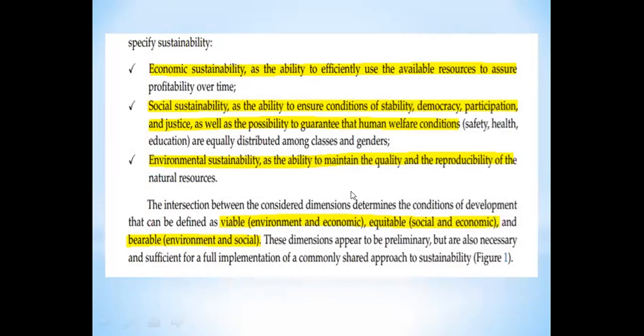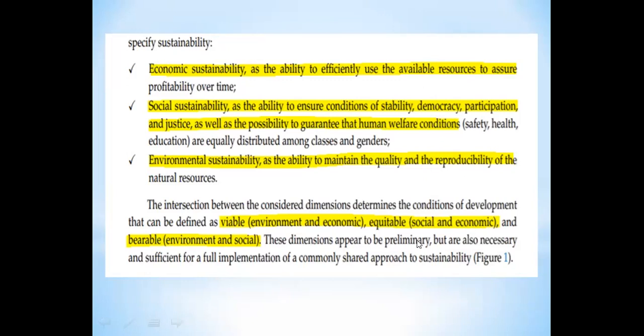Economic sustainability is the ability to efficiently use available resources to ensure profitability over time. Social sustainability is the ability to ensure conditions of stability, democracy, participation, and justice, as well as the possibility to guarantee human welfare conditions. Environmental sustainability is the ability to maintain the quality and reproducibility of the natural environment. The interaction between these dimensions determines a condition of development that can be defined as viable when the environment and economic pillars are interconnected, equitable when social and economic, and bearable when environment and social.